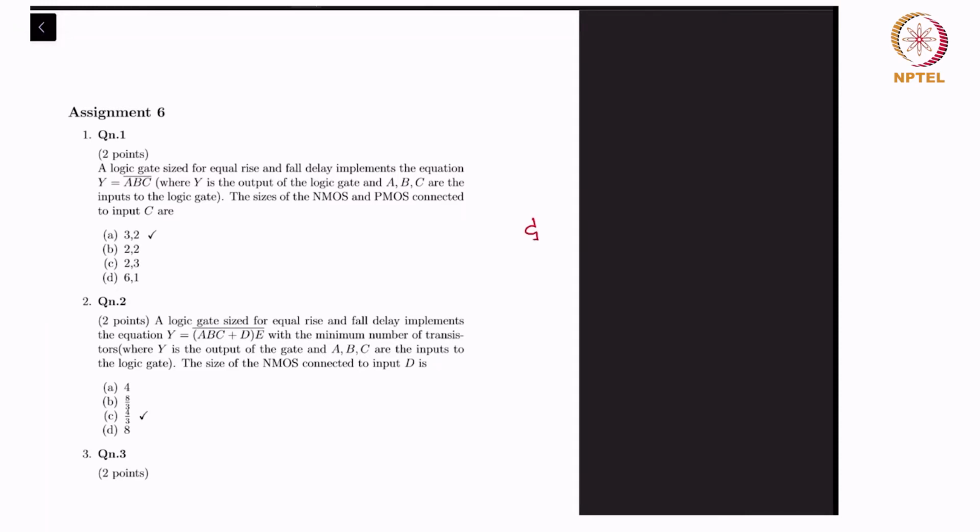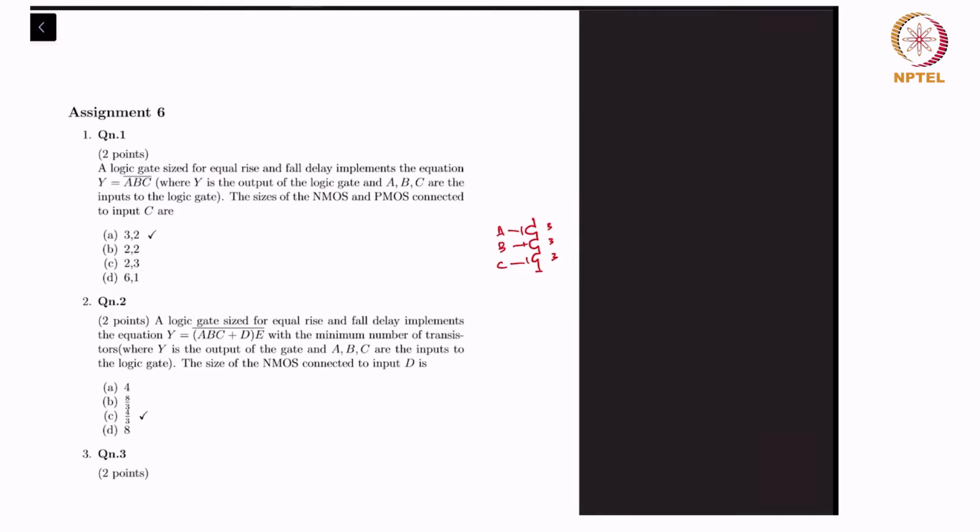So A, B, C, that makes the N stack. Let's say it's like this: A, B, C. This is a 3 stack, so it's sized up as 3 because each one is R by 3, right? Each one is R by 3, so totally the resistance is R, because size 1 corresponds to resistance of unity.